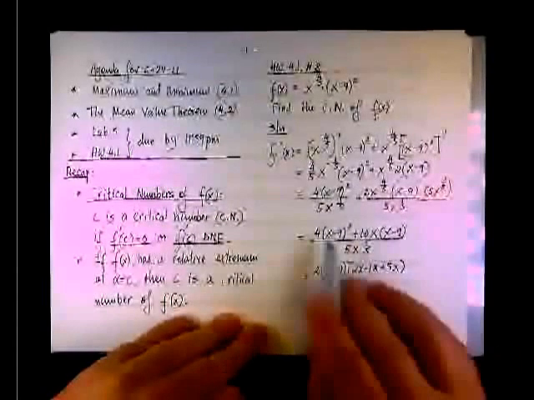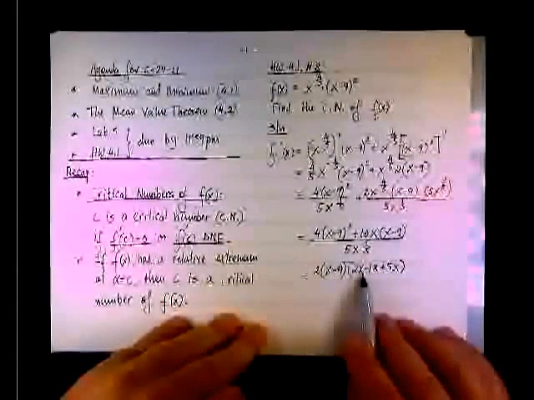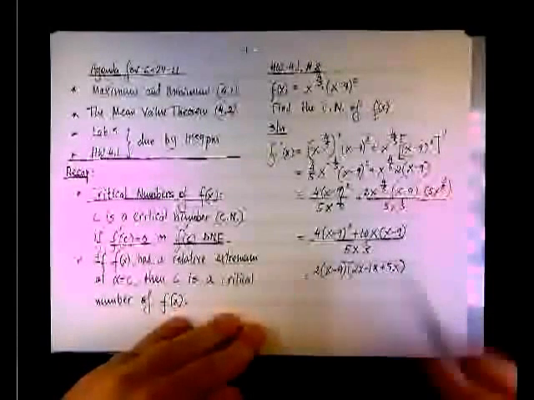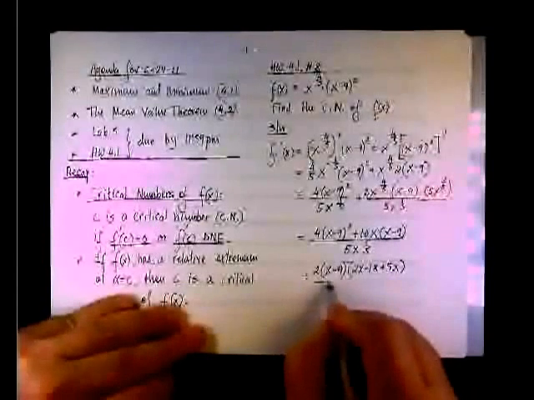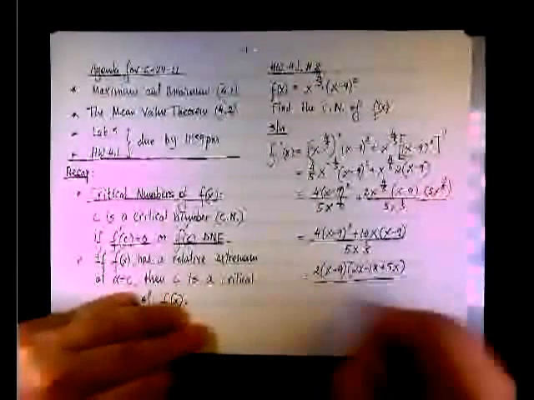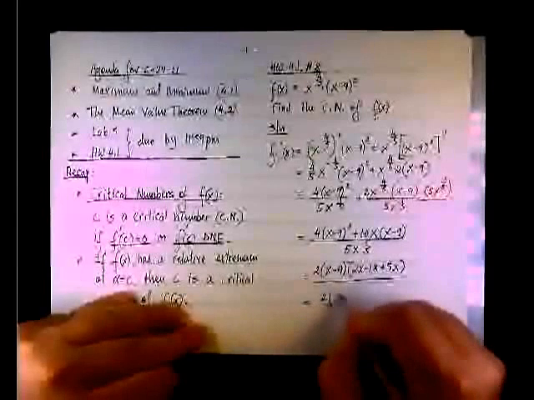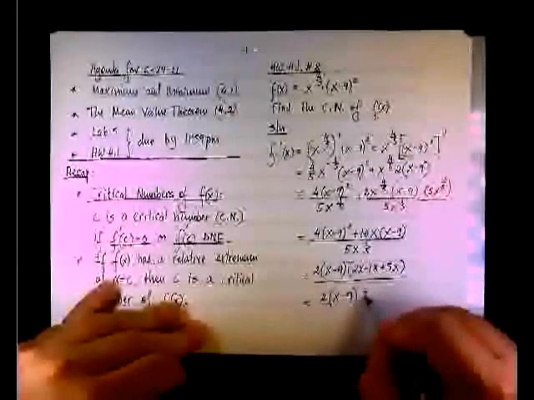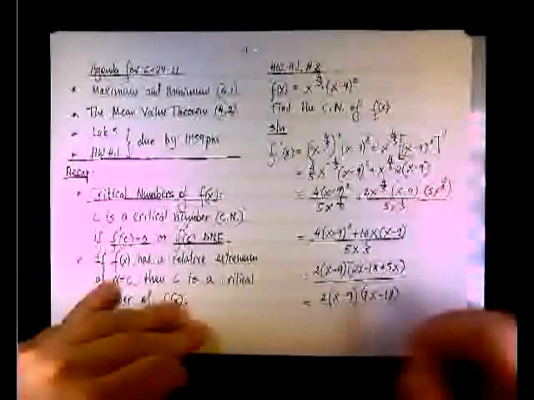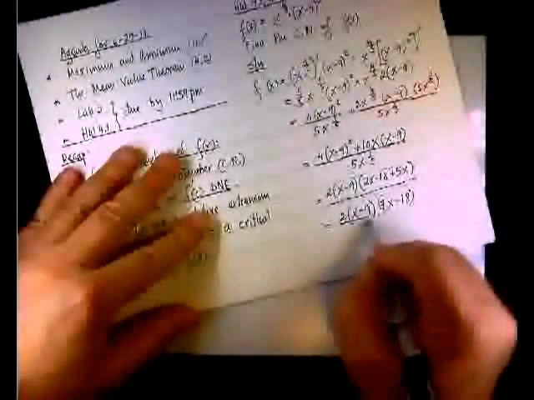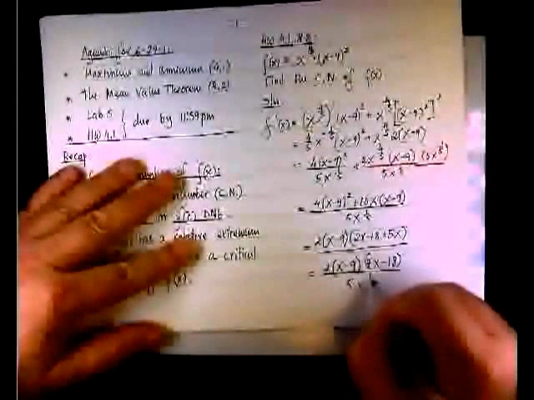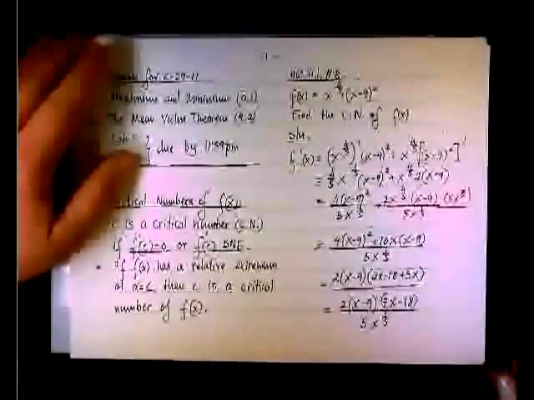Again, I factor 2, so I have 2 and 5. And then I factor x minus 9, so I have 2 times x minus 9, which is 2x minus 18. And here what's left is 5x. And the final step will be to write 2 times x minus 9, and here I have 7x minus 18, all of it divided by 5x to the 1/5. So this is the derivative.